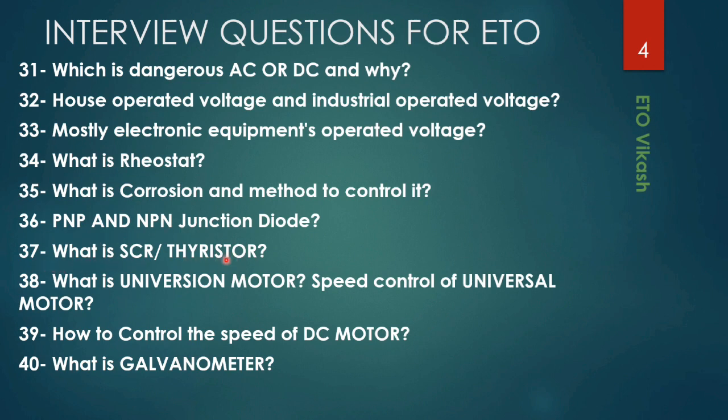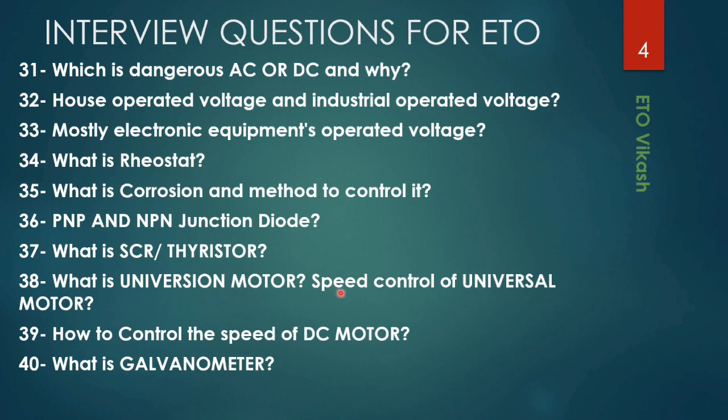Now, what is a universal motor and the speed control of a universal motor? A universal motor is nothing but an AC series motor. It works on both AC as well as DC supply, because when we give the supply, the current flows through the field winding and the same current also flows through the armature winding. So field and armature are both in series, and in AC and DC both cases it will run.